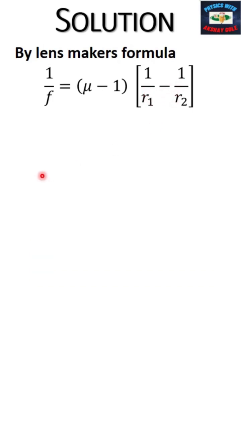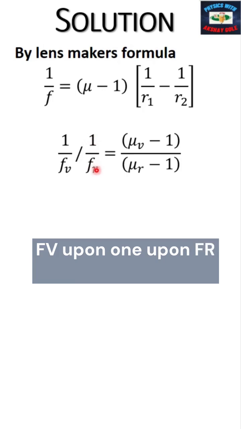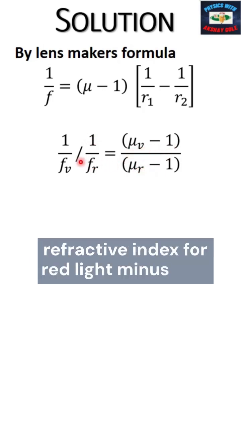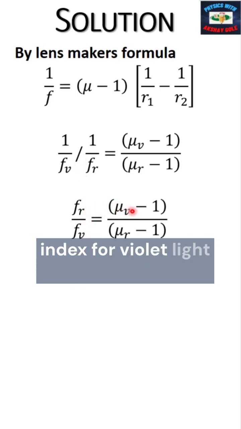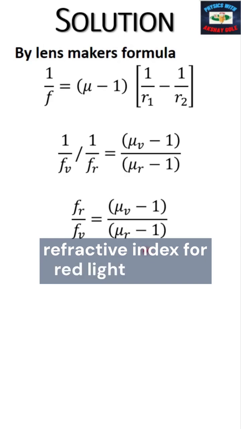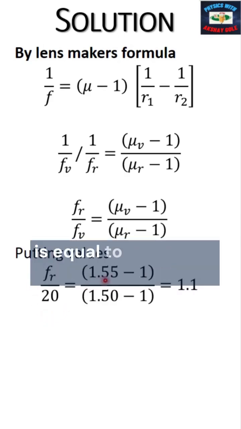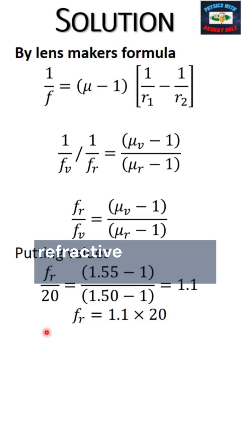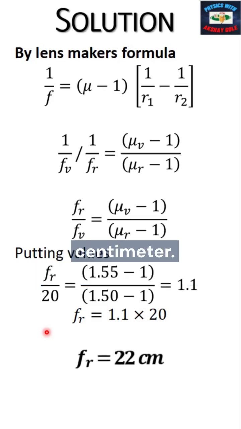(1 divided by r1 minus 1 divided by r2). Now dividing these two, we get (1 upon fv) upon (1 upon fr) is equal to (refractive index for violet light minus 1) upon (refractive index for red light minus 1). So therefore, fr upon fv is equal to (refractive index for violet light minus 1) upon (refractive index for red light minus 1). So putting values, we get fr upon 20 is equal to (1.55 minus 1) upon (1.50 minus 1), which is equal to 1.1. So therefore, the focal length of red light is equal to 22 centimeter.